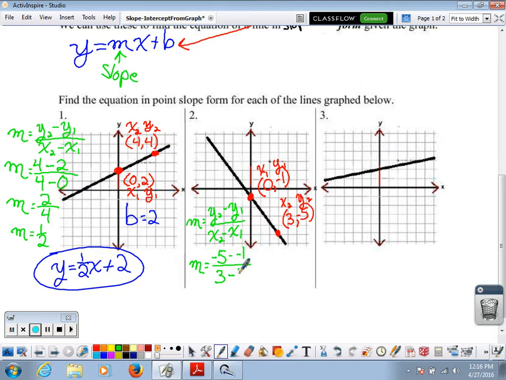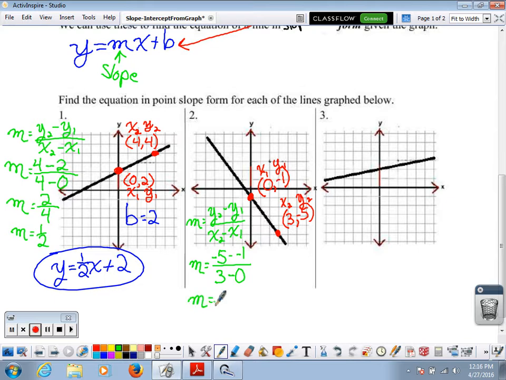That's okay. 3 minus 0. Okay? So I have m equals y2 minus y1 over x2 minus x1. My y2 is -5. My y1 is -1. My x2 is 3. My x1 is 0. Well, now we can simplify.